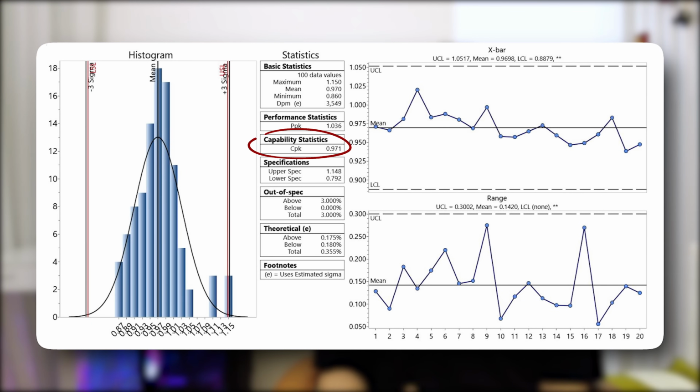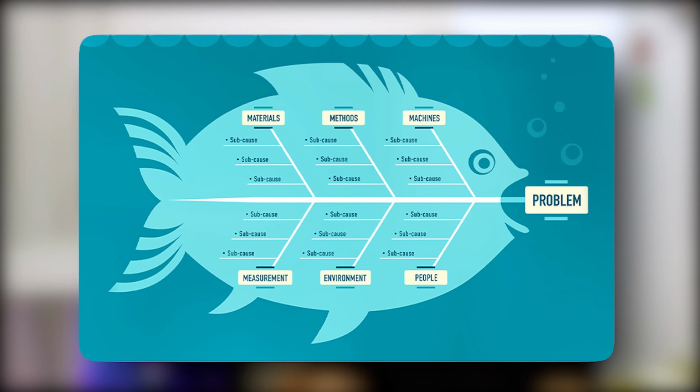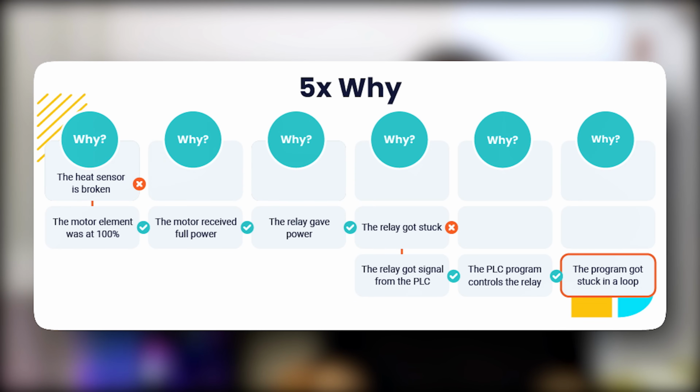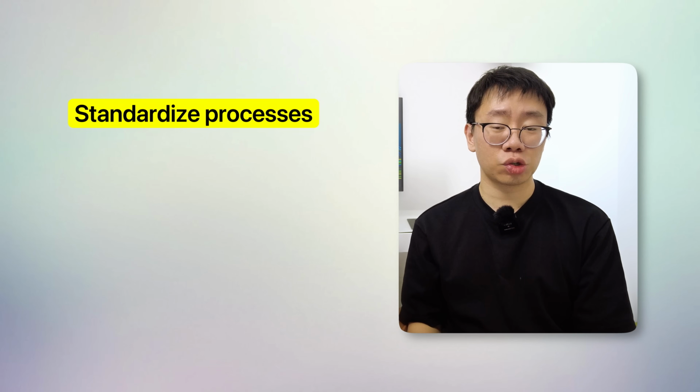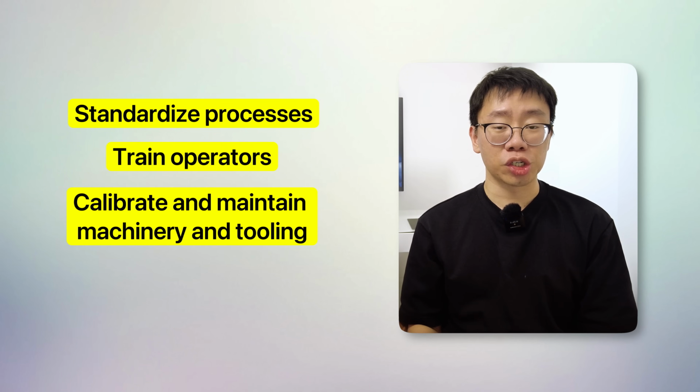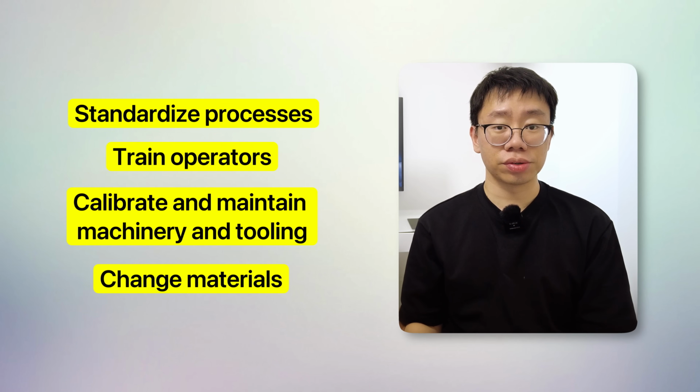Without going into too much detail, we can use control charts and look at the process capability index, or Cpk, to monitor process performance and pinpoint sources of variation. We can then leverage some type of root cause analysis that you're probably familiar with, like the fishbone diagram or the five whys, to find and eliminate the root causes of variation. Process or manufacturing engineers will then typically implement subsequent preventative and corrective actions to prevent the recurrence of these variations. This can include standardizing the process, training the operators, calibrating and maintaining machinery and tooling, and/or changing materials.